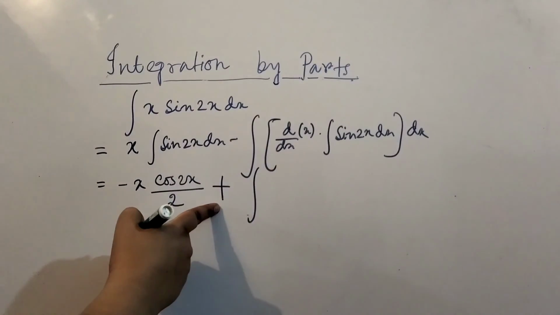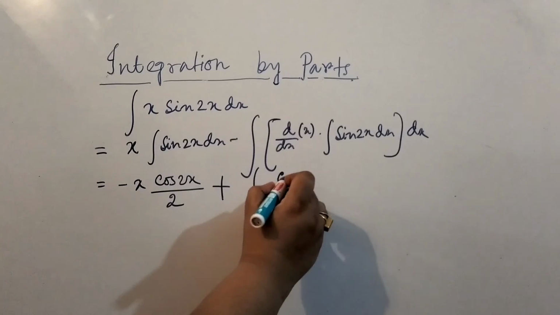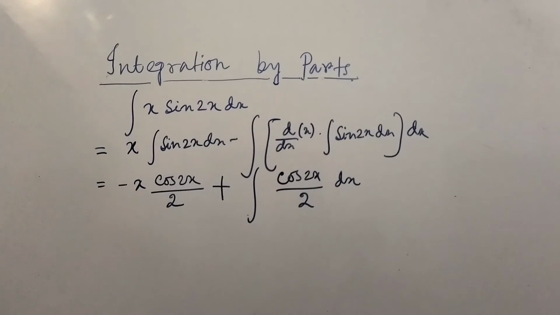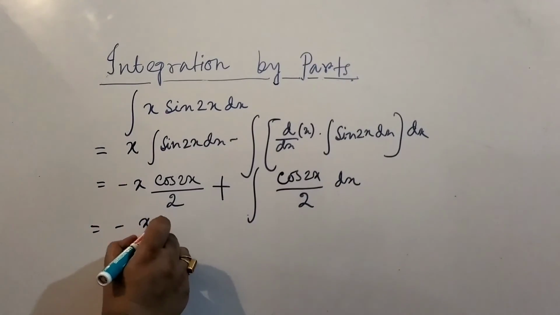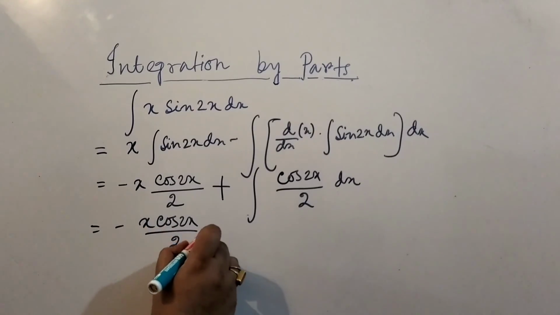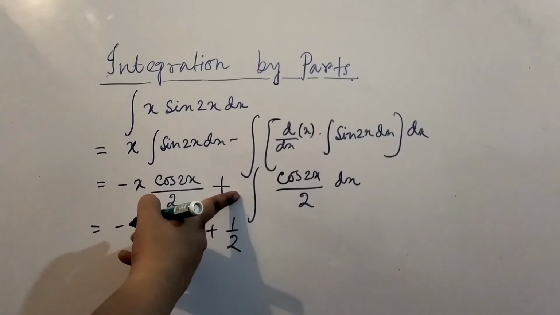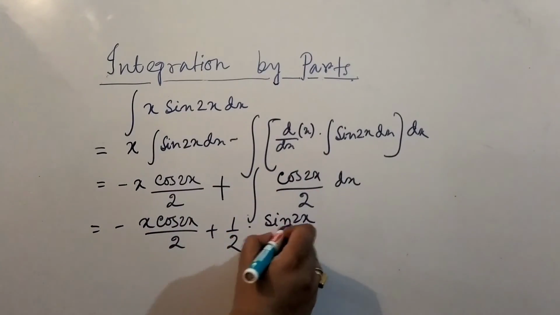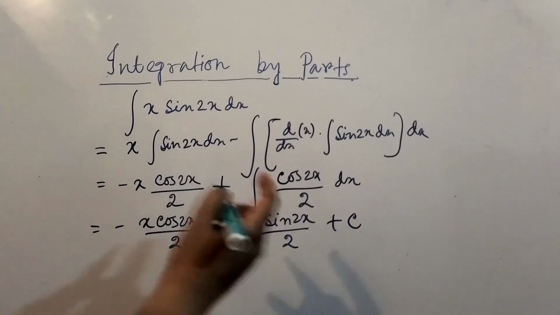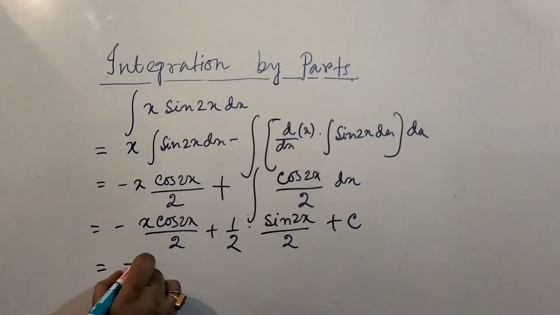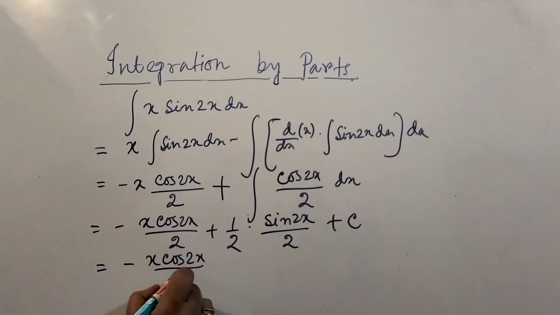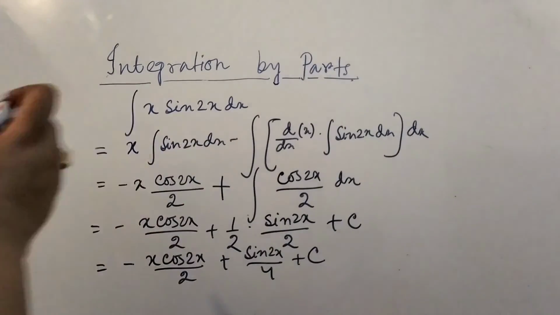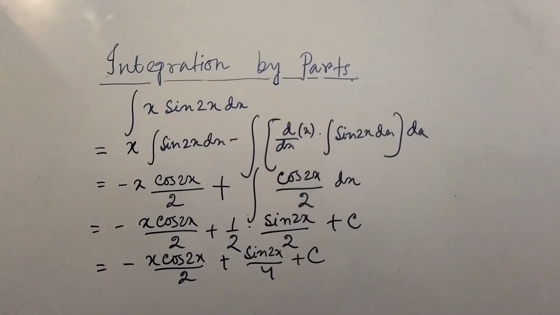Now minus into minus will give us plus here. So we will get the integration of cos 2x by 2 dx. Now we just have to integrate this. Here we get minus x cos 2x by 2 plus half. This half will come outside the integration sign. The integration of cos 2x dx will give us sine 2x by 2, and don't forget to write the constant of integration. So finally we get minus x cos 2x by 2 plus sine 2x by 4 plus the constant of integration, and hence the result is found.